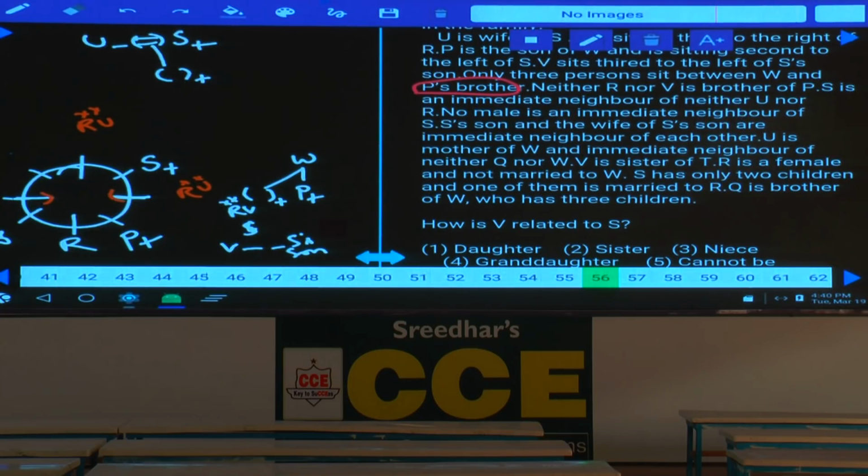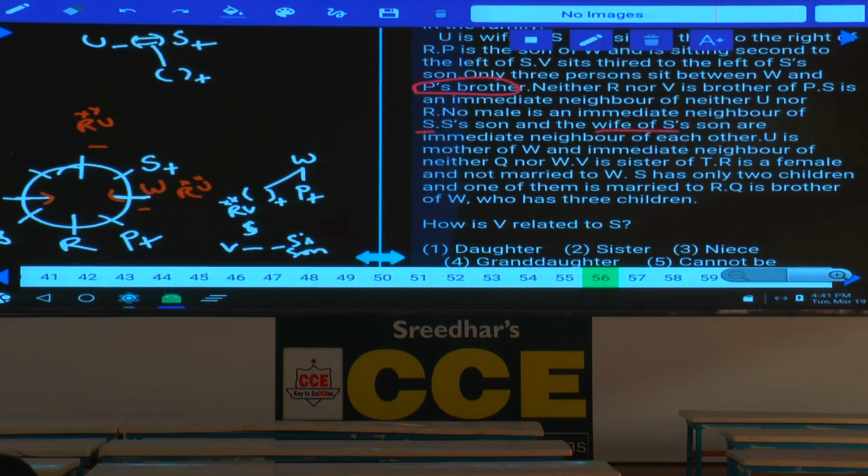Next one, no male is an immediate neighbor of S. As no male is an immediate neighbor of S, this person must be a female. Now this person at this place, then who must be to the immediate left hand side of S? W. Why is it W? Because P's brother is a male, hence a male cannot be adjacent to this S, and S and W are adjacent to each other. Are you following this one or not? Now I can fix this W as well. Now P's brother must be at this place. P's brother means this person is a male. Done? Then next one.